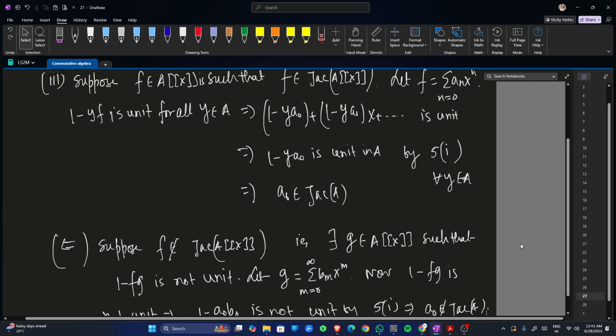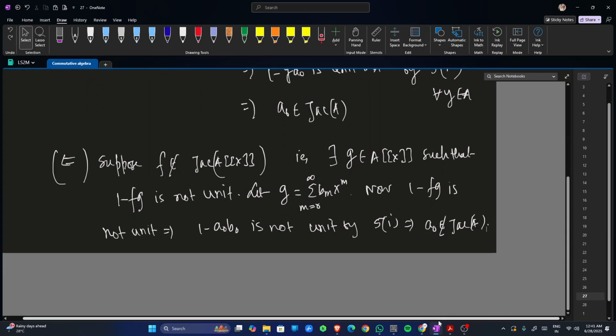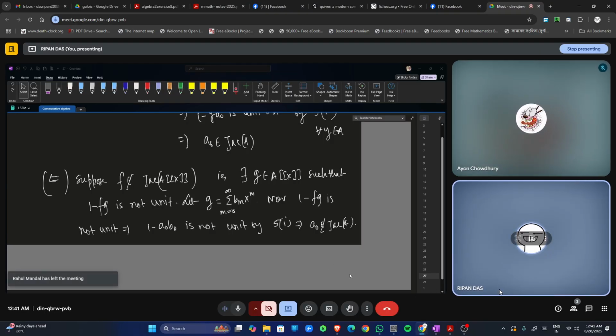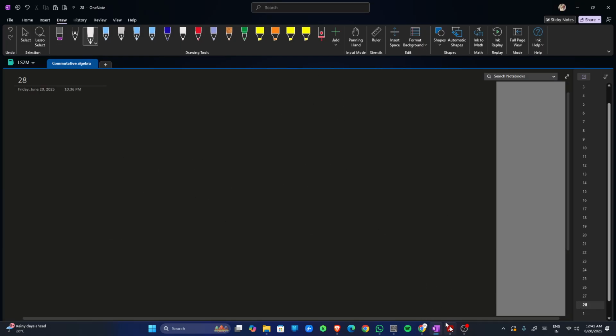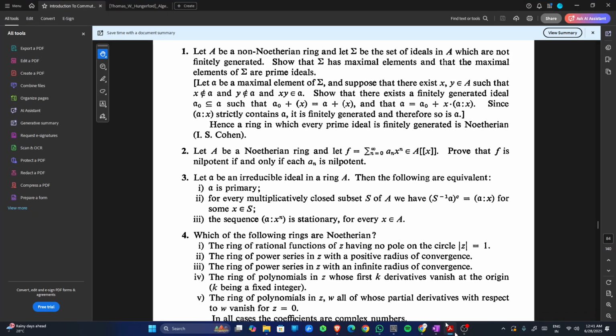Is the proof clear? Please look at that proof and say, and if you want to ask something, please say. Is the proof clear? Hmm.